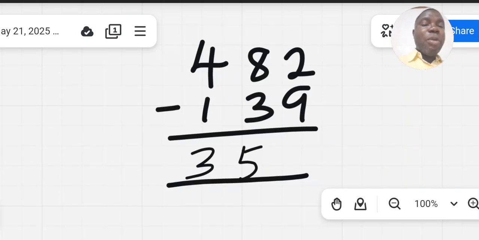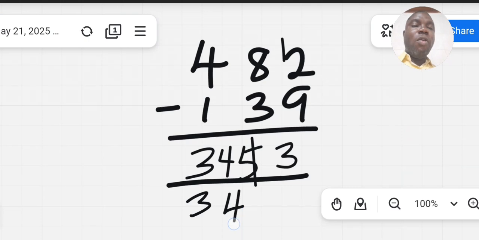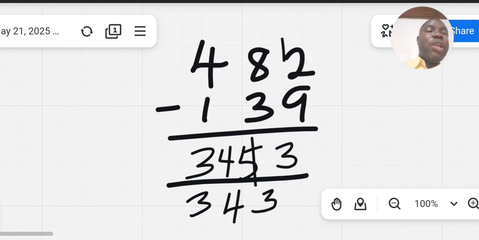Now we borrow from the answer below. So we borrow from 5. Take 1 from 5. All we have left is 4. Okay, and then we bring that 1 to this 2. That becomes 12. So 12 take away 9 gives you 3. So the answer becomes 3, 4, 3. That's 343.